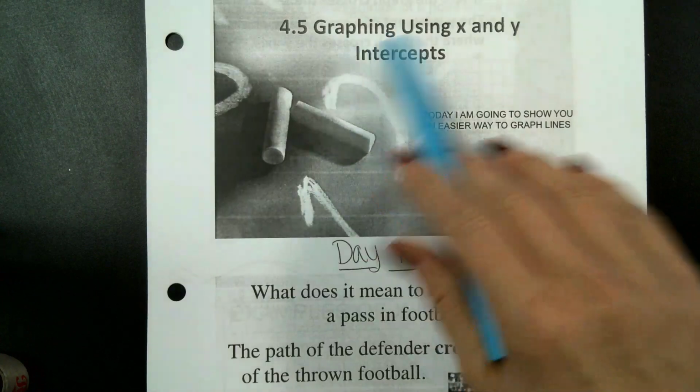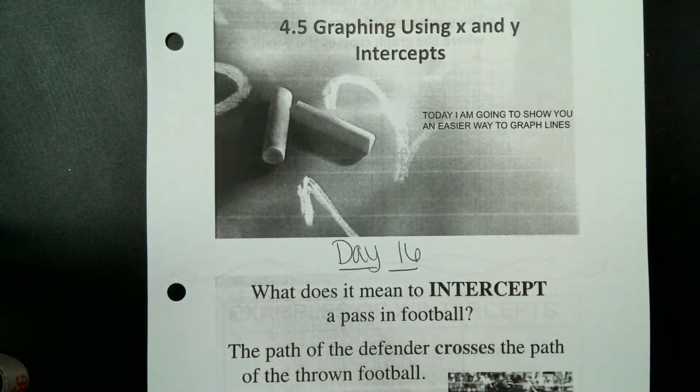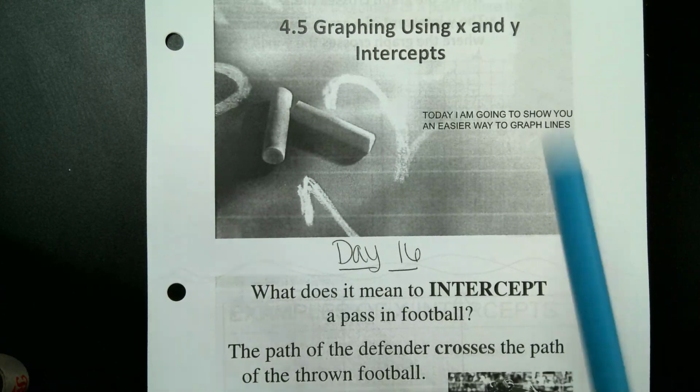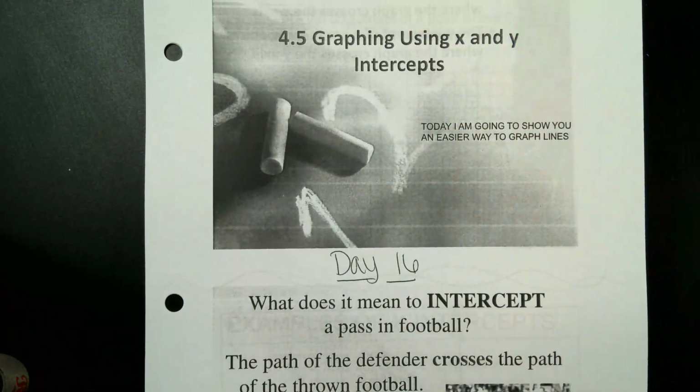Today it says graphing using x and y intercepts. So today I'm going to show you an easier way to graph lines. Instead of needing the slope and the intercept, if we can just find our two intercepts, then we can just plot those 2 points only and connect them with a ruler.